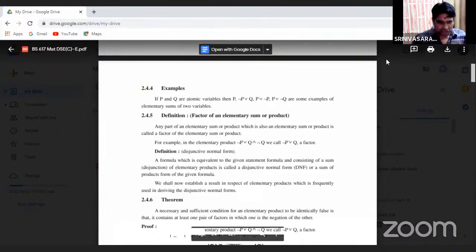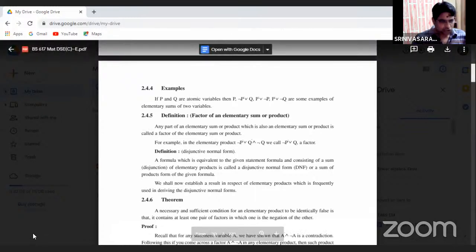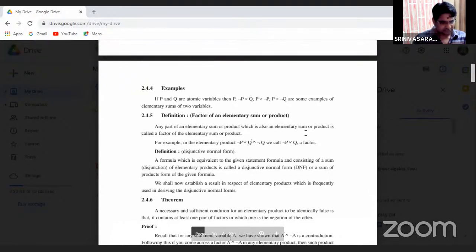So, here, according to this one, what is the factor of an elementary sum or product? It means any part of an elementary sum or product which is also an elementary sum or product is called a factor of the elementary sum or product. Whatever it is, any part you take, the part which is also an elementary sum.